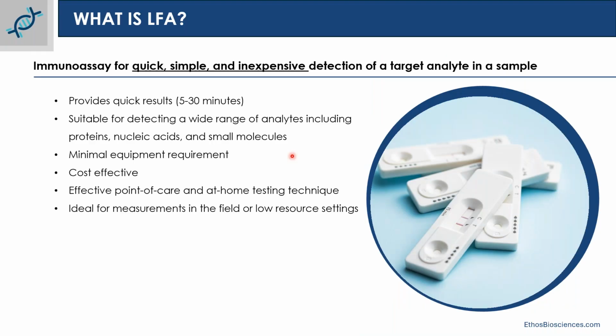So we can start with what is a lateral flow assay. It's an immunoassay for quick, simple, and inexpensive detection of a target analyte in a sample. Results can usually be had within 5 to 30 minutes. You can detect a wide range of analytes that include proteins and small molecules, but also nucleic acids and other things. Minimal or no equipment requirements. They're cost-effective, handheld, and all of these attributes really lead to them being extremely effective for point-of-care and at-home testing, and also ideal for measurements in the field or low-resource settings.